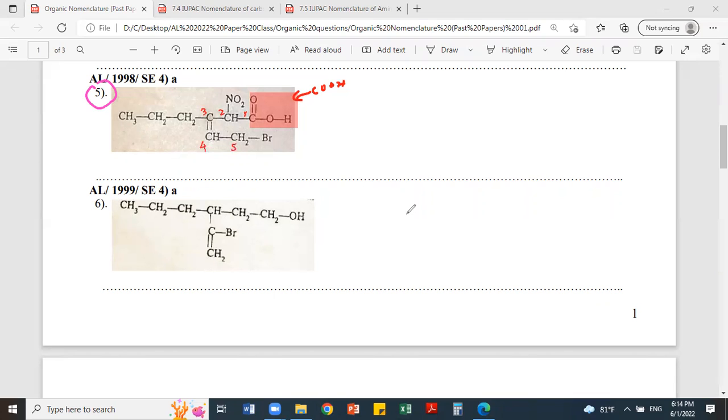Can you write the name again? Try it again without my help. This propyl group, this is nitro. Can you post the answer in chat again? This propyl, this C3H7, is called the propyl group.